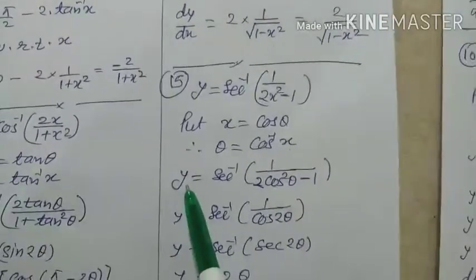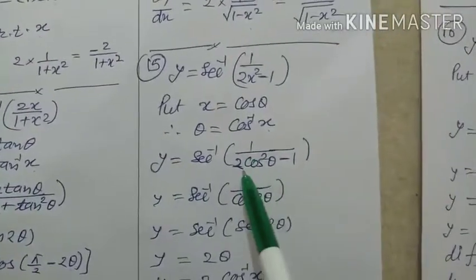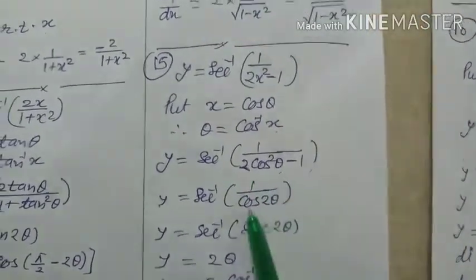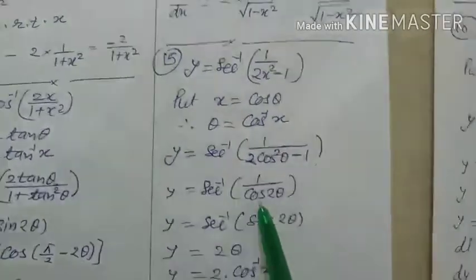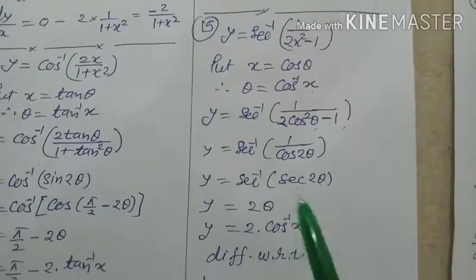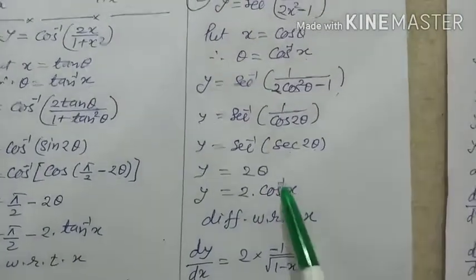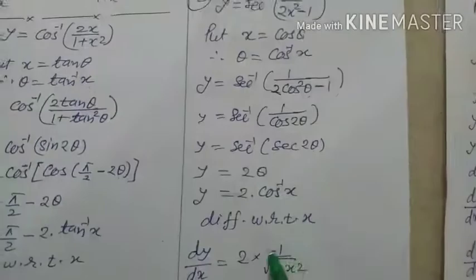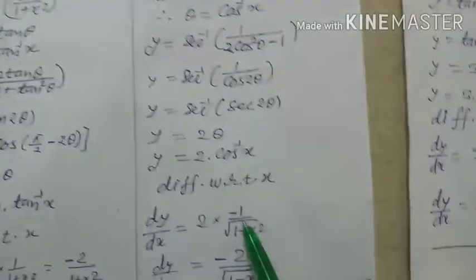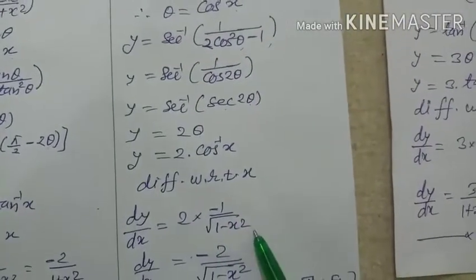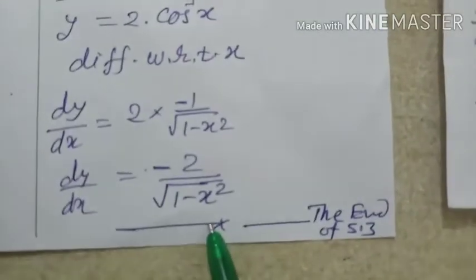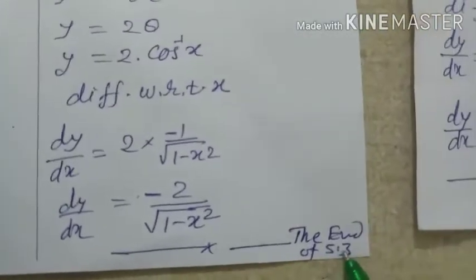Then your step, it will be y is equal to sec inverse of 1 upon (2 cos square theta minus 1). 2 cos square theta minus 1 means cos 2 theta. 1 upon cos 2 theta, that is sec 2 theta, and sec inverse and sec cancel out, only 2 theta remaining. So differentiate with respect to x, and in place of theta write cos inverse x. When you differentiate, you will get dy upon dx, 2 as it is, and the differential of cos inverse x is minus 1 upon under root 1 minus x square. So your answer is minus 2 upon under root 1 minus x square. This is the end of our exercise 5.3.